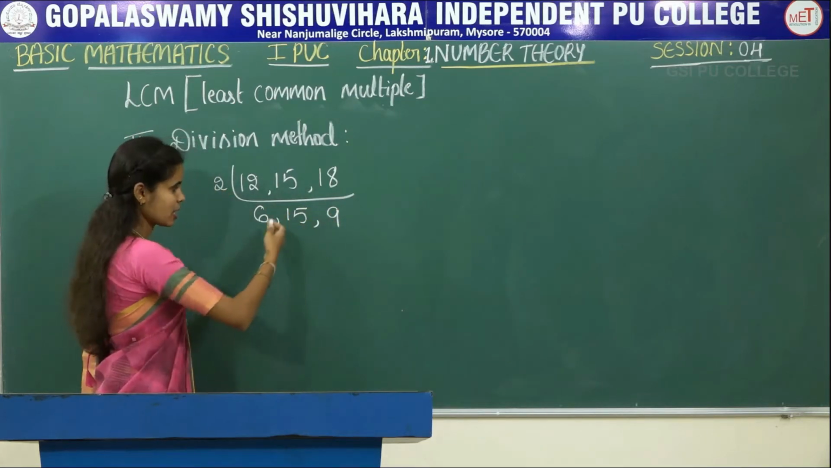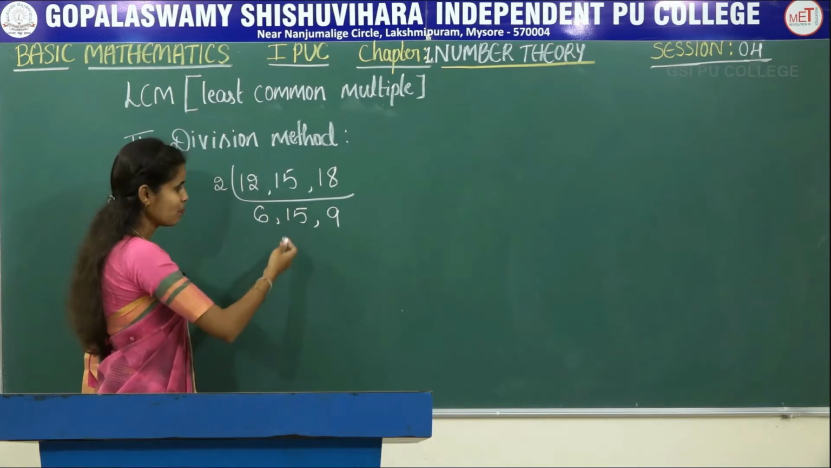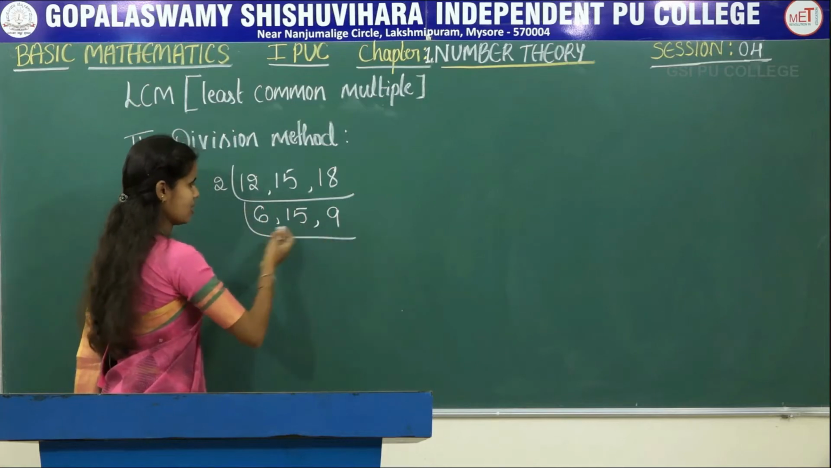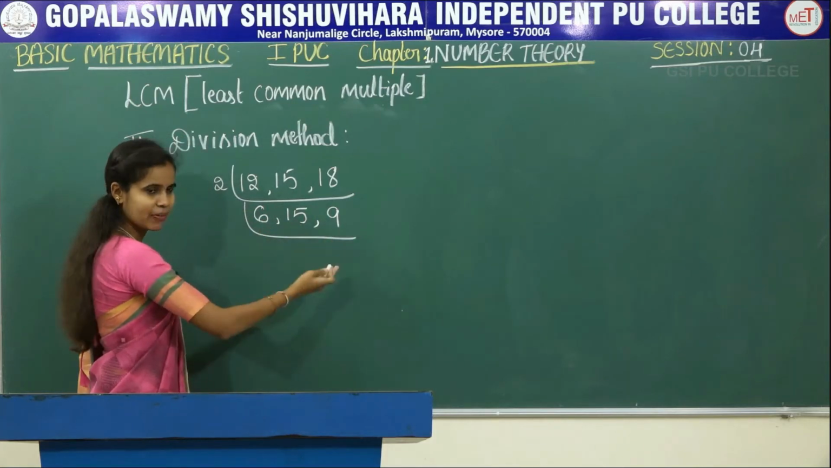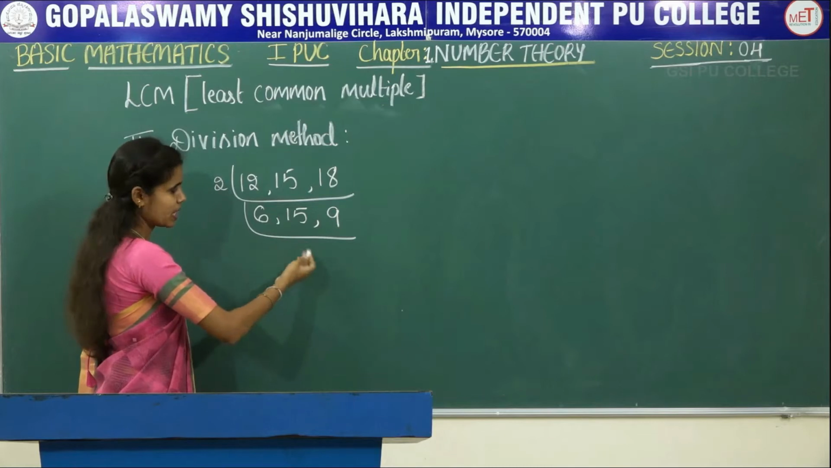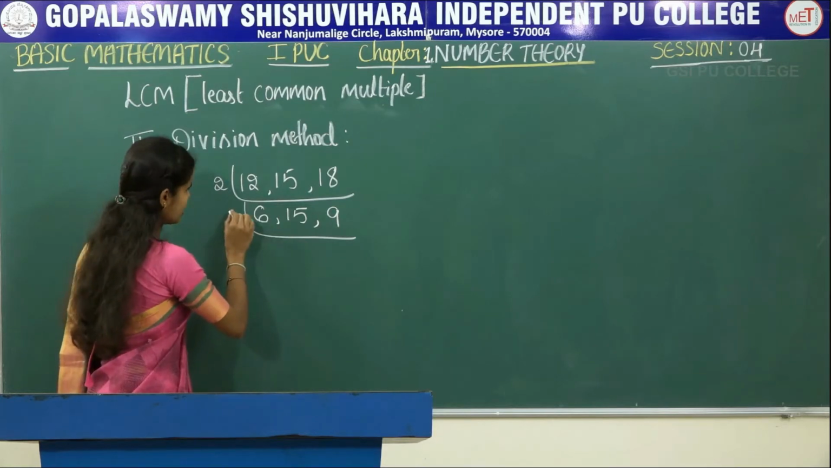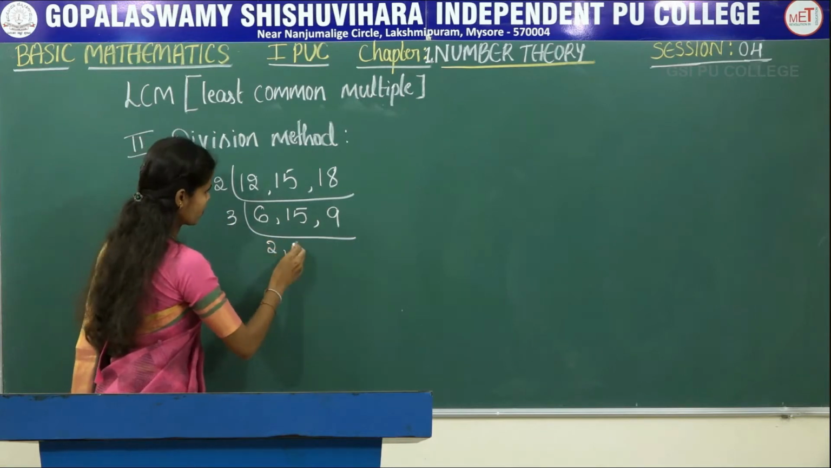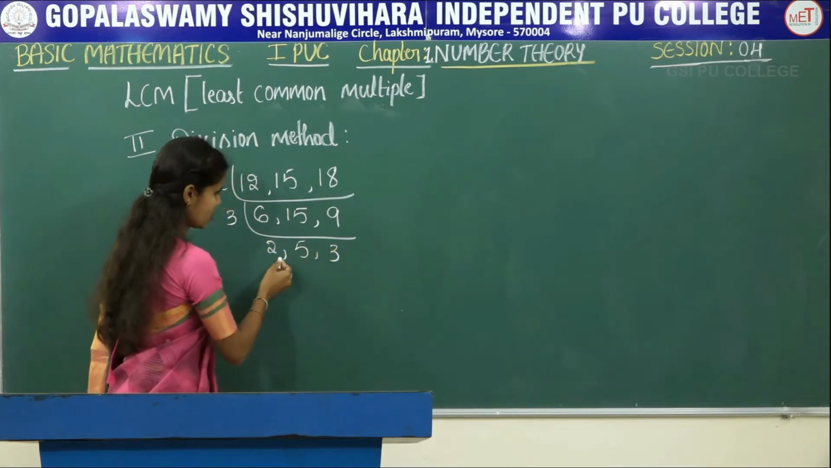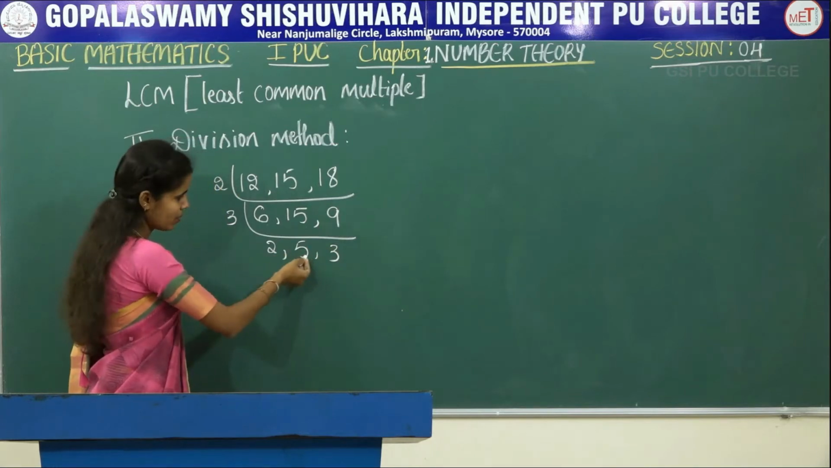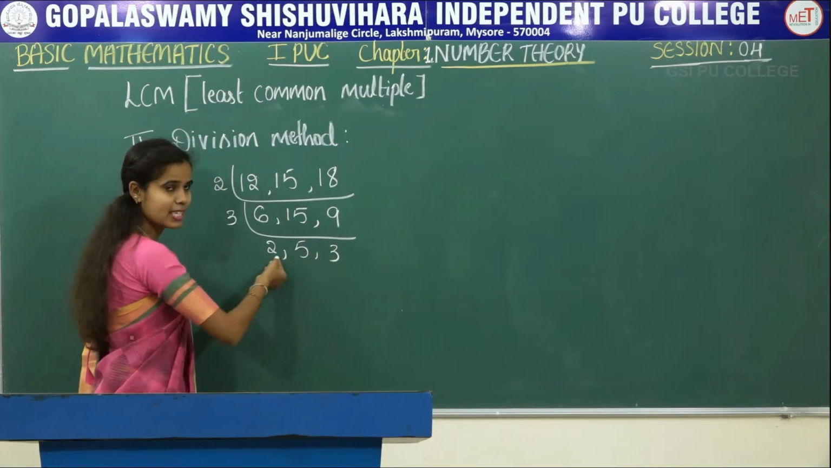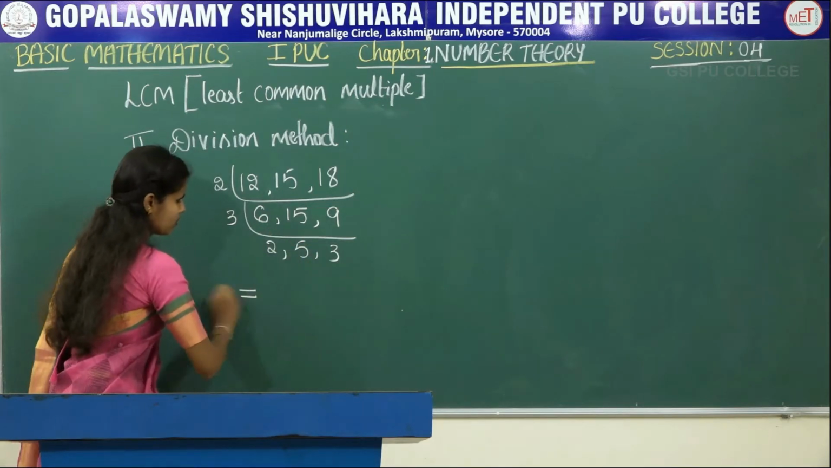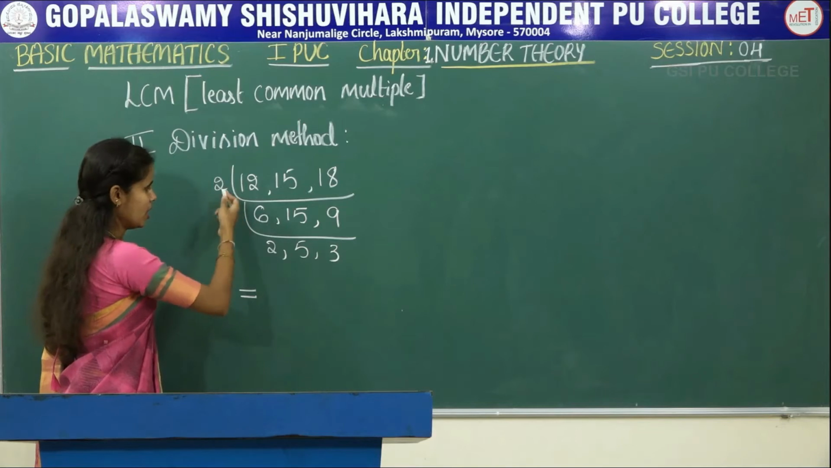Next, continue the process. Again divide these numbers and write the quotient and the undivided number in the next line until we get distinct prime numbers. Here I consider 3. 3 twos are 6, 3 fives are 15, 3 threes are 9. Here observe 2 is a prime number, 5 is a prime number, 3 is a prime number, so these are distinct prime numbers. So stop here.